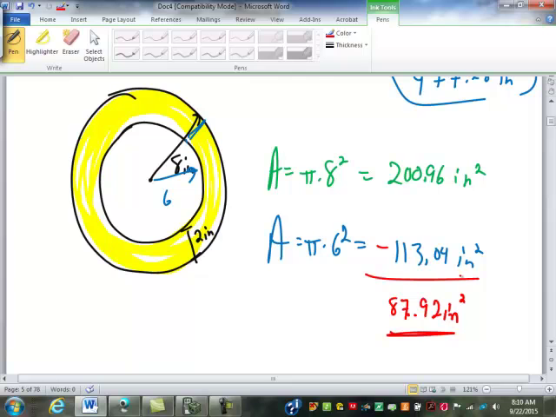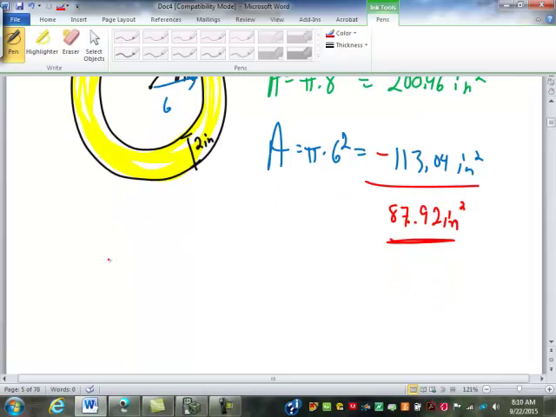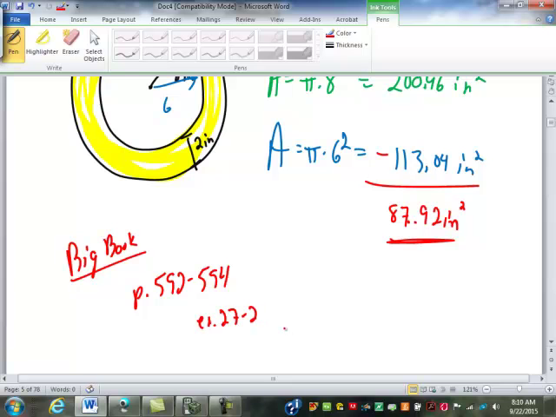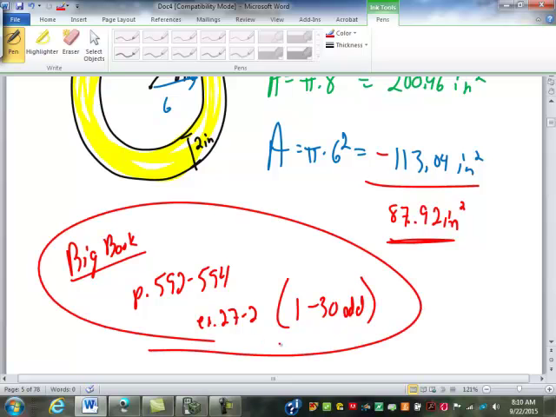Cool. Okay, well, I'm going to let you guys try some. Actually, you know what? No, not in the little books. In the big book. I believe it is page 592 through 594. Exercise 27-2, 1 through 30. I just have to do the odds. So 1 through 29, technically the odds.